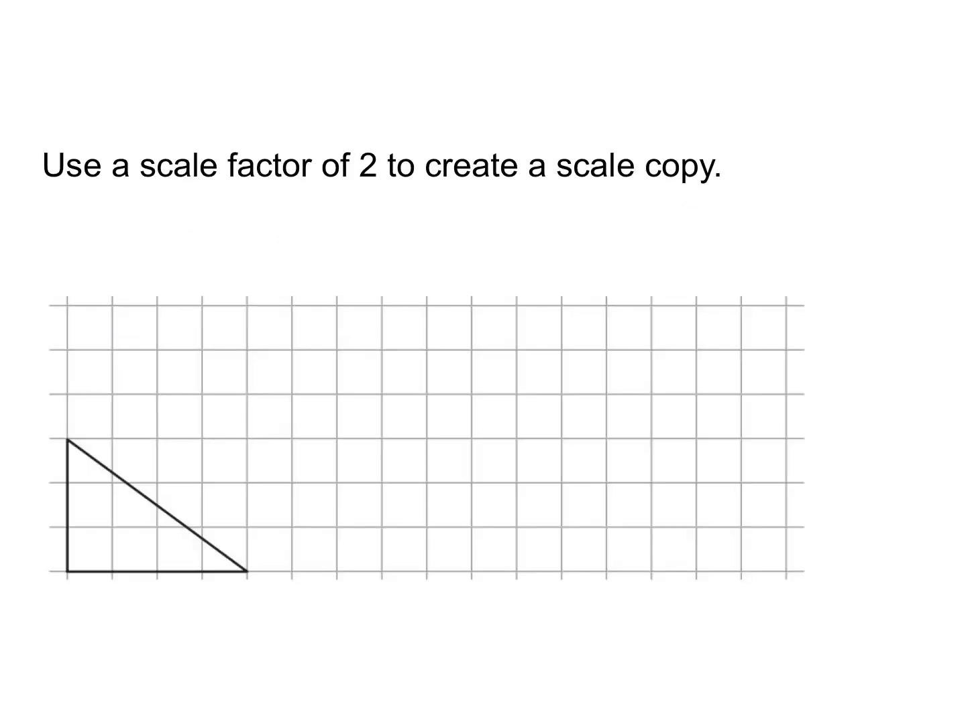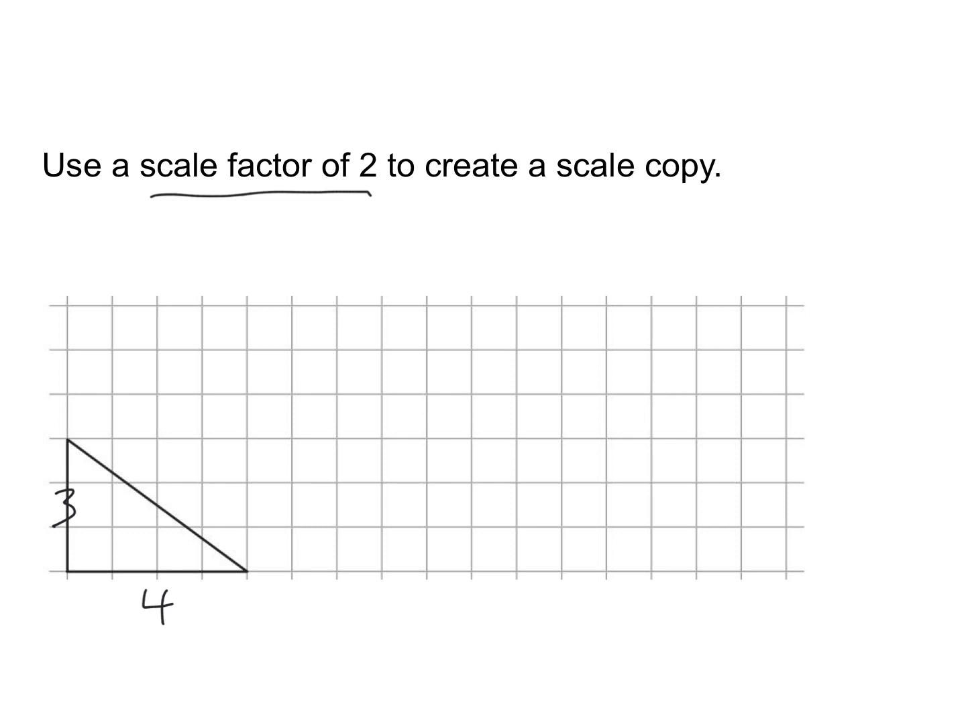So here it says to use a scale factor of 2 to create a scale copy. So when we're making scale copies today, and always when you're making a scale copy, you will be told what scale factor to use. And what that means is you are going to multiply every side length by that scale factor. So here this is 4, and this one is 3. So I'm just going to focus on those side lengths that are straight, and then I'll be able to connect the dots so I don't have to worry about the hypotenuse or that diagonal line on the triangle.